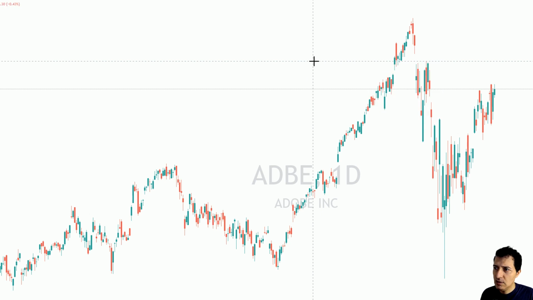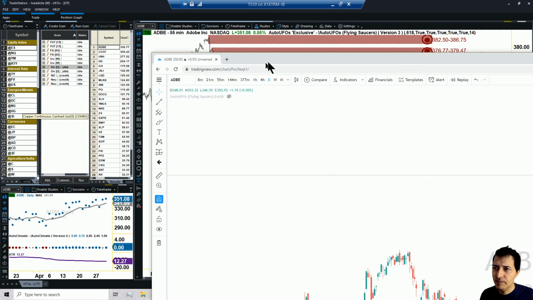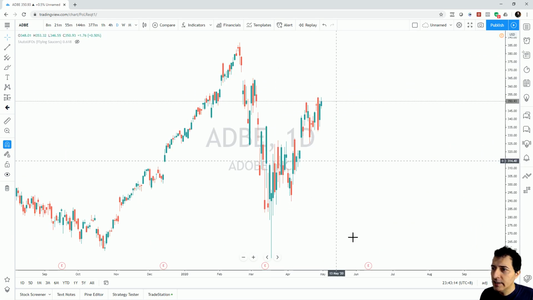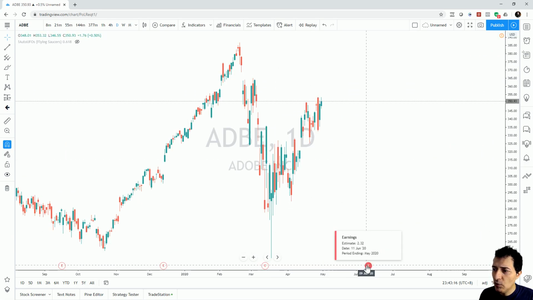Okay, so I'm not fully sure why TradingView is looking like that. Okay, now got it. So notice how the earnings report for Adobe is happening on 11 of June. So based on earnings, there is no rush to close the trade at all.